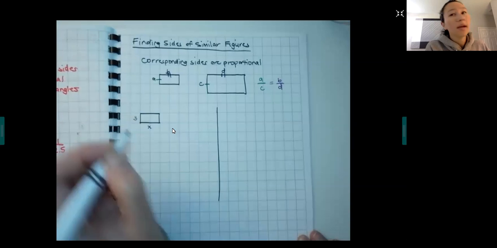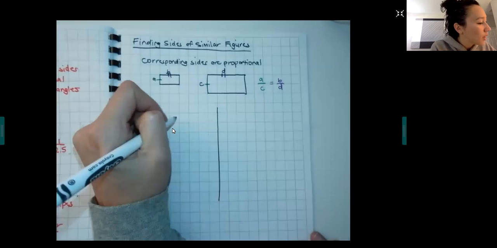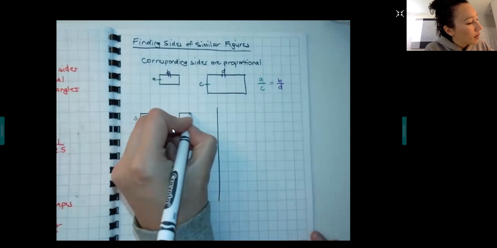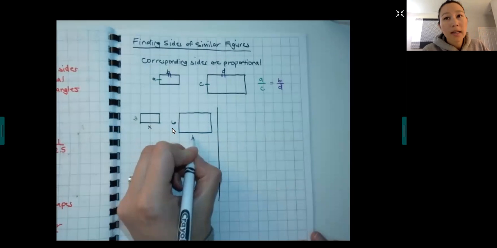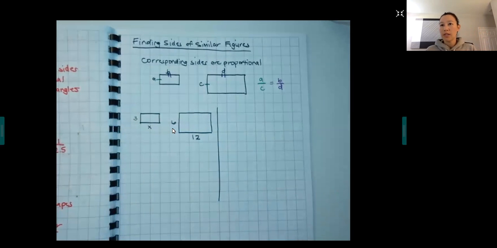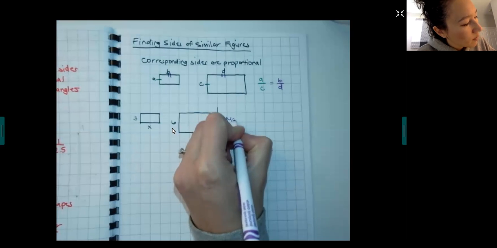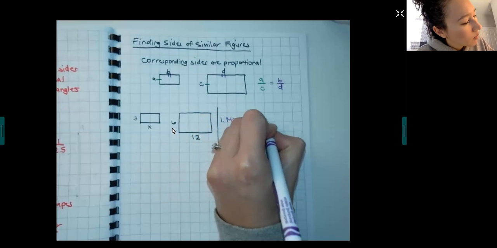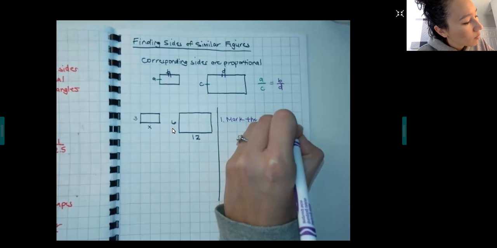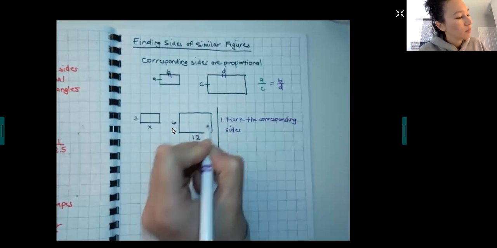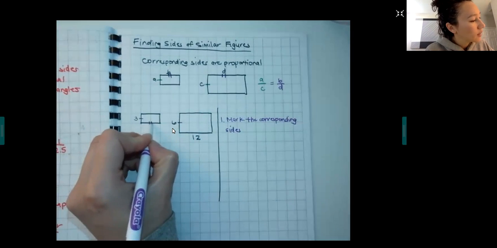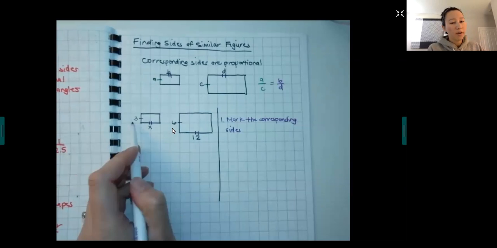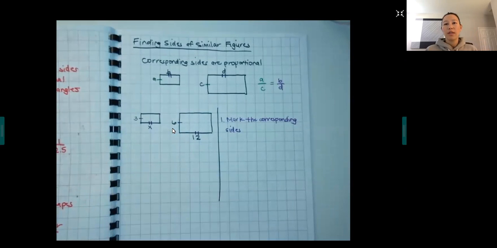So this side's 3 and this side's x. That's our unknown side that we're going to be trying to figure out. And then this side's 6 and this side's 12. So the first thing you want to do is mark the corresponding sides. So 3 corresponds to 6, and then x corresponds to 12. So you could do 1 mark for the first 2 sides and then 2 marks for the second 2 sides.